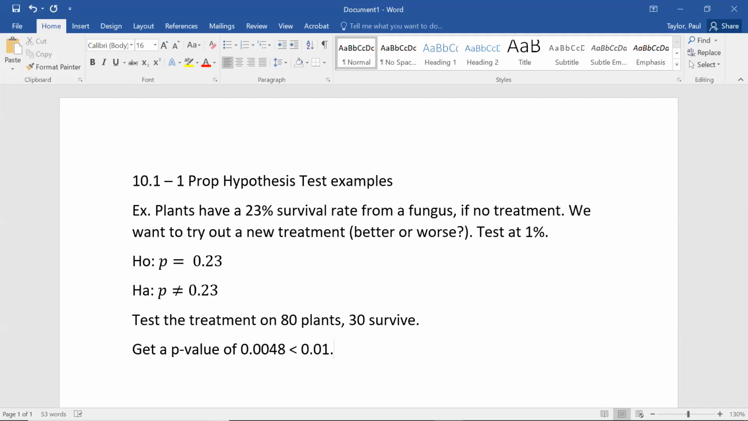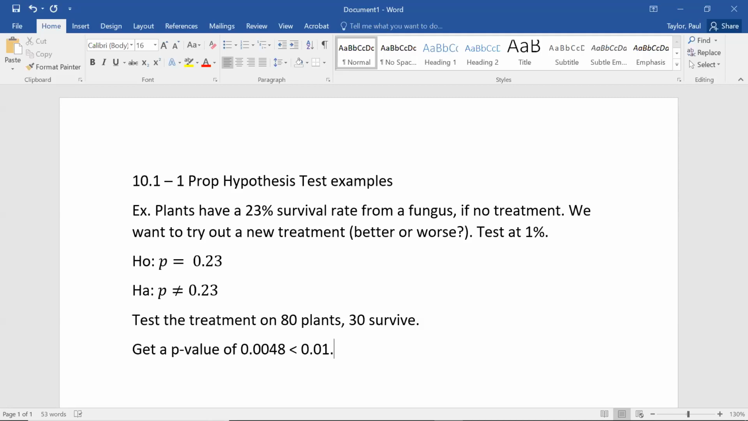Okay, so a very small p-value means that you have a statistically significant result. You have strong evidence that the null hypothesis is not true. There's less than a 1% chance that this test could have happened if the survival rate was still 0.23 with the new treatment like it was without the treatment.